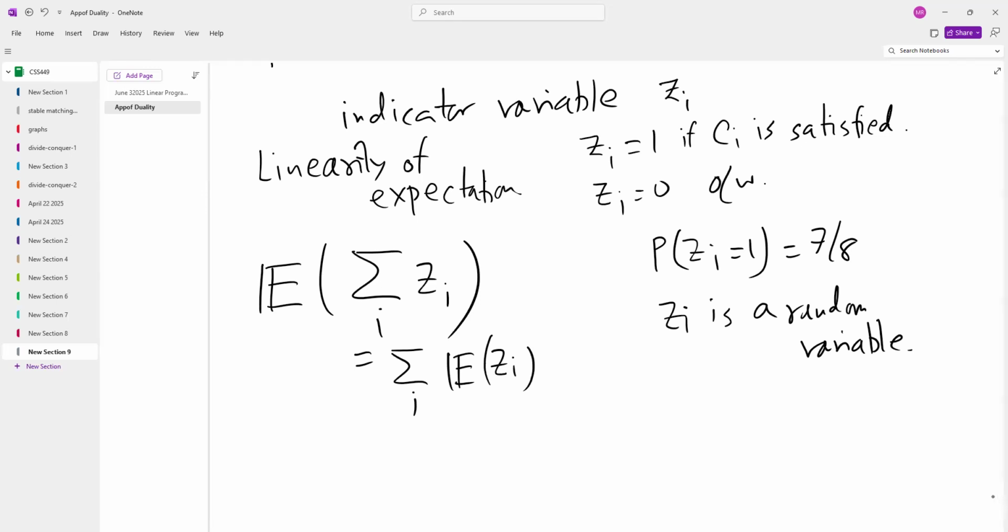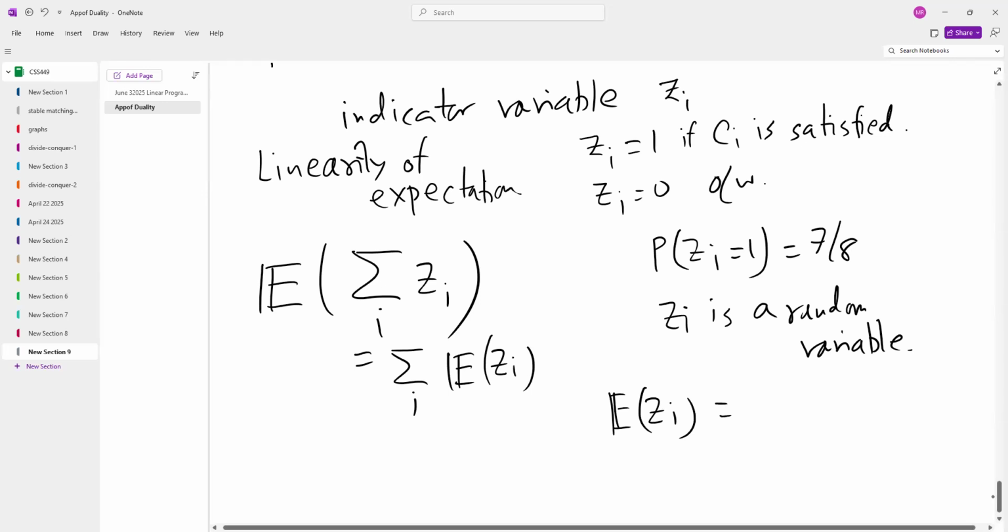So now I just need to find out the expectation of each zi. What is the expectation of zi? The zi is 1 with probability 7 by 8, right? So 1 is weighted by 7 by 8. And the other value of zi is 0, and that happens with probability 1 by 8, but that goes away. So the expectation of this is 7 by 8. Okay.